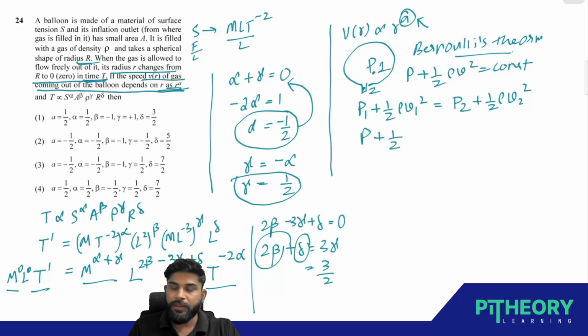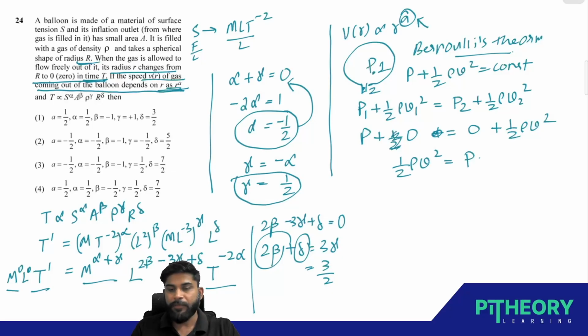So P plus, see here, basically this velocity will be zero, correct? Because the air inside is not moving. So I'm taking this as zero, plus P2. Comparing outside pressure with the inside, the pressure difference will be large inside, so let's take the pressure outside as comparatively zero, plus half rho V square. So we are getting half rho V square equal to P.